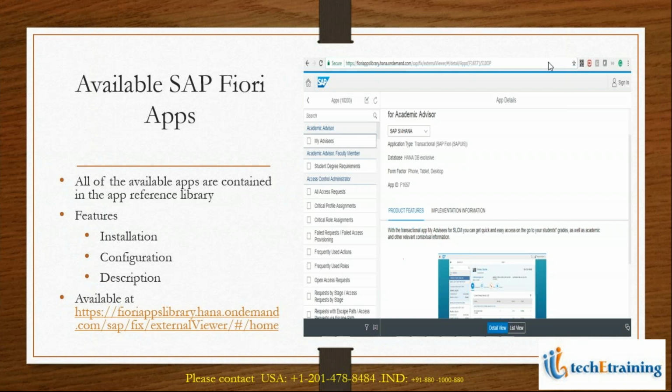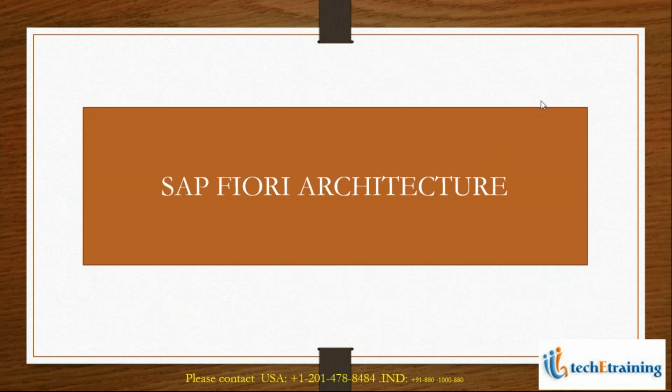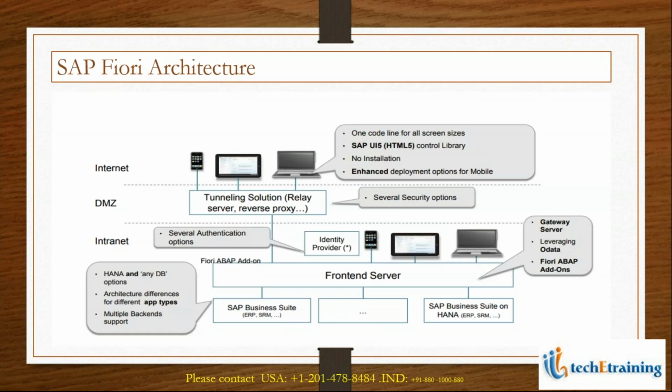The next thing in Fiori is the architecture. So what is the Fiori architecture? If you can see, all Fiori applications will be accessible from your mobile phone, your tablet, or your desktop or laptop. Each device will be connected to the internet and will load the SAP UI5 HTML5 application. You need no installation; you just need to access the URL. If it is a mobile, you need to install the Fiori client.